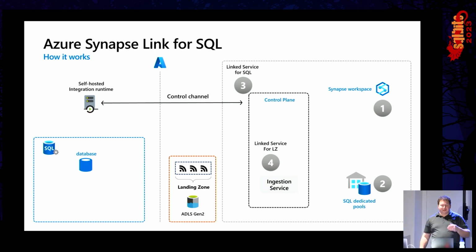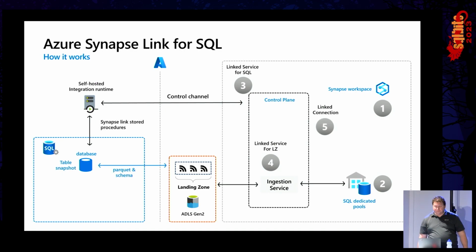SQL Server writes in the landing zone. The ingestion service reads from the landing zone, writes into the dedicated pools. So when you create the link connection, you tell us what tables you want to replicate. You tell us how much compute you want to use for them. And then Synapse, through the self-hosted runtime, tells SQL Server, these are the tables. Seed the tables in the landing zone.